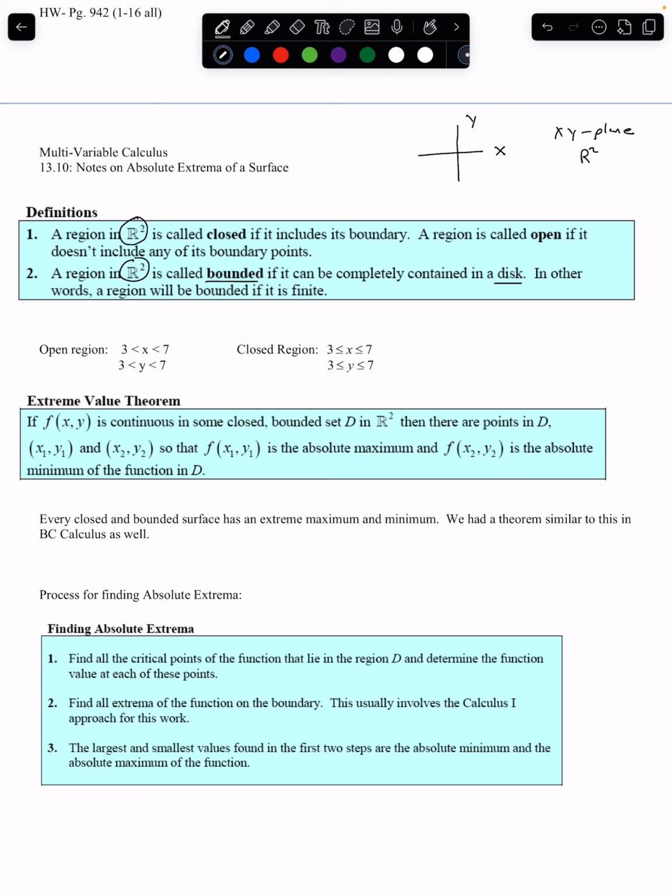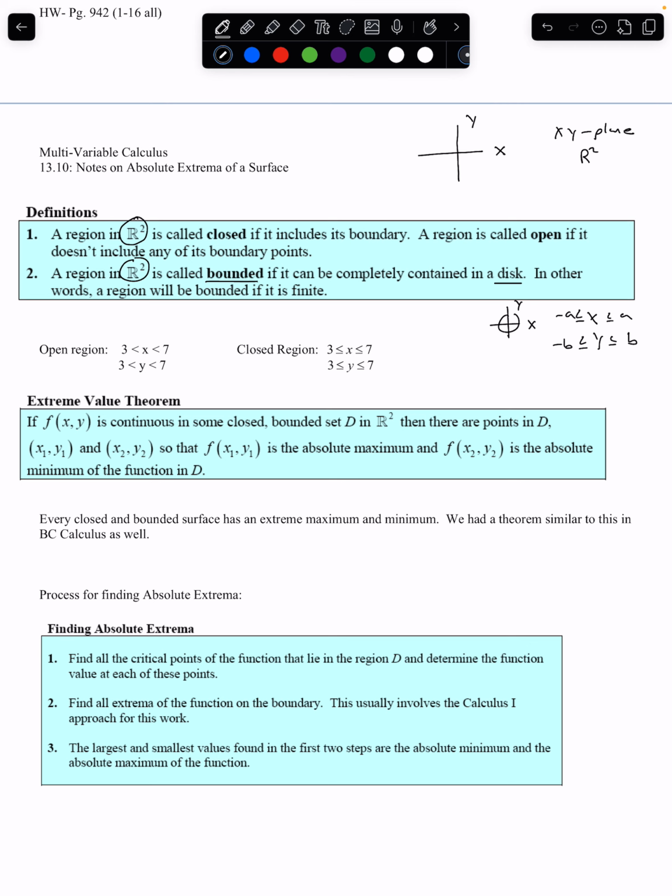When we look at the disk, we're looking at the xy plane and anything within a certain region. So x goes from some value like negative a to a, or y can go from negative b to b, and that's why we call it a disk, because we're looking at the domain from the x and y perspective. It doesn't have to be a circle, it just has to be bounded.